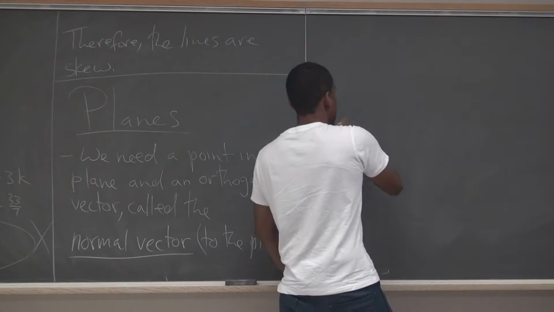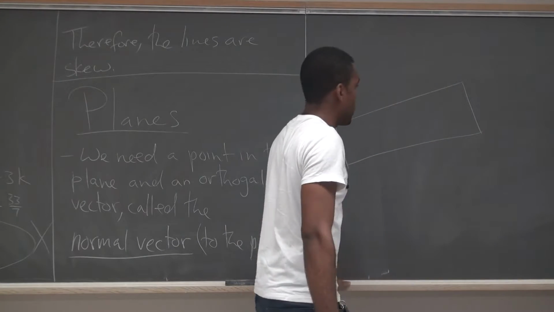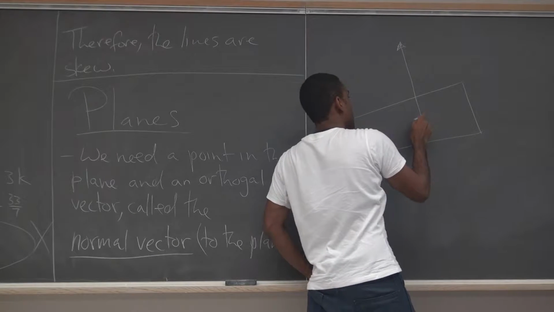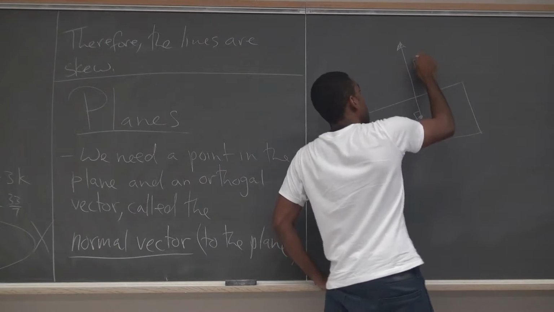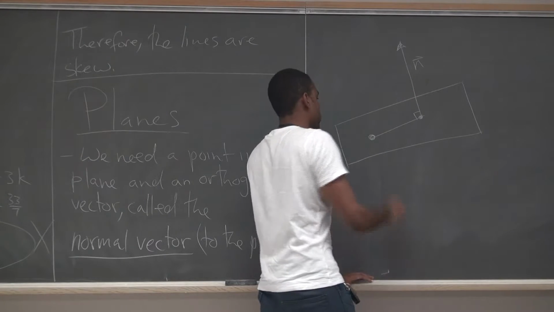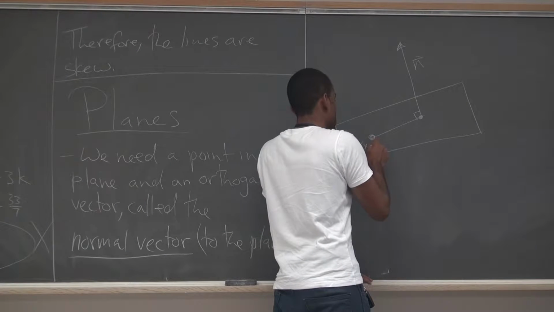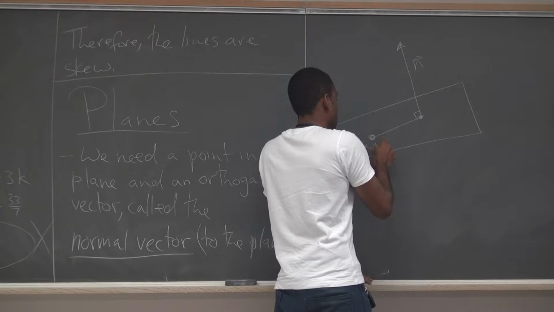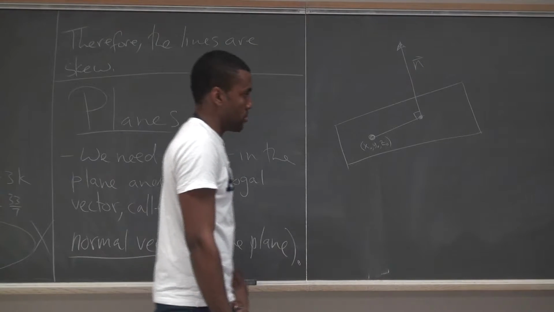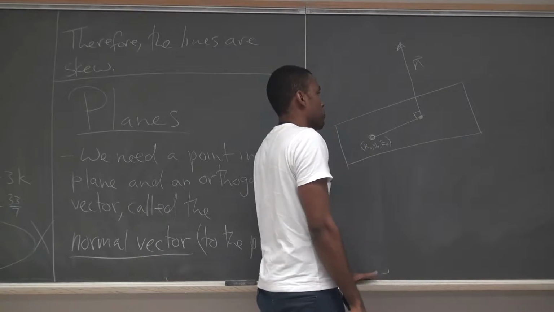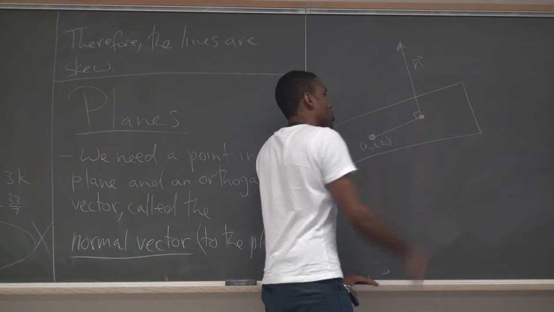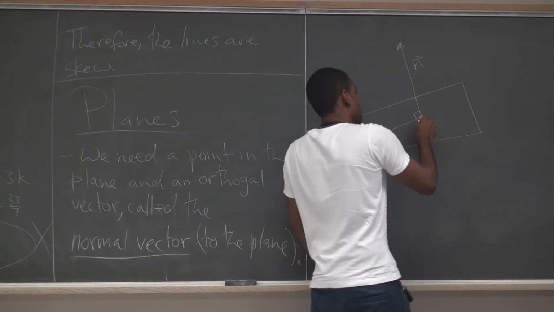So let's say we have this plane here, and I actually know a normal vector. So I figured out a vector that's orthogonal to this plane. And let's say I know a point in this plane, x0, y0, z0. And let's assume we know what point this vector hits the plane in.